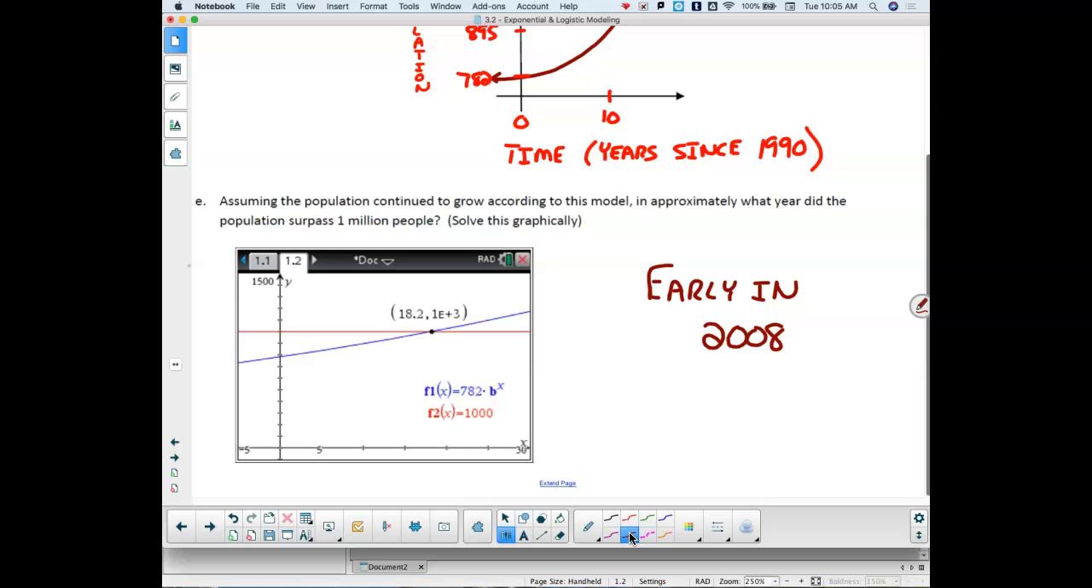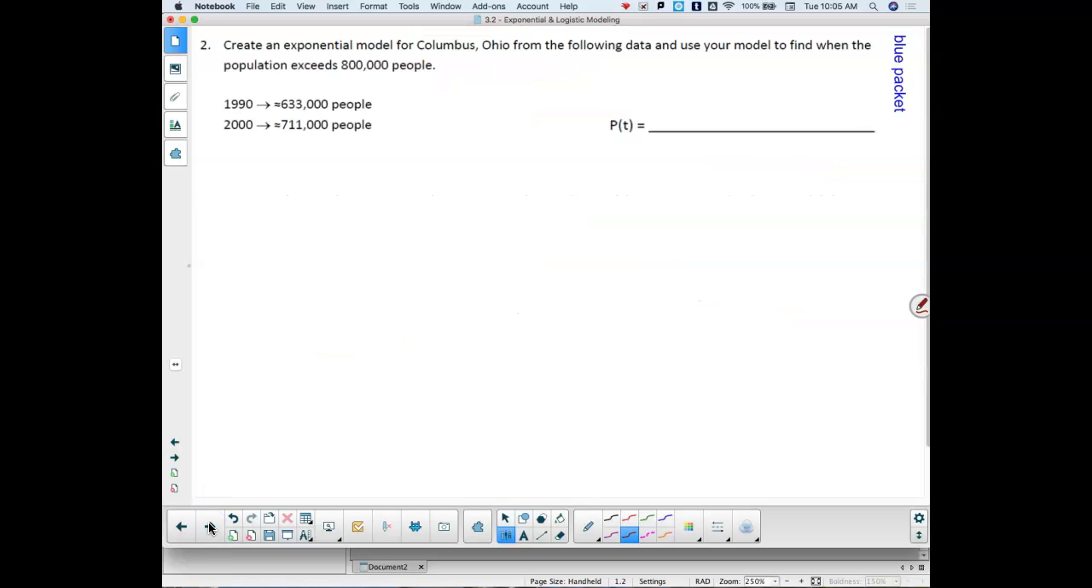Love it. What I would like you to do now is... What's up? On the point when we found it was 1 plus 3, that's just 1,000. Yep. So I want you to find when Columbus, Ohio is going to exceed 800,000 people.